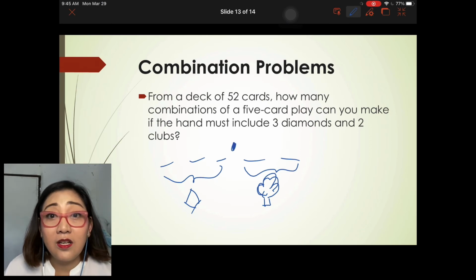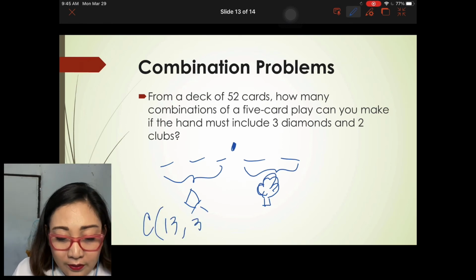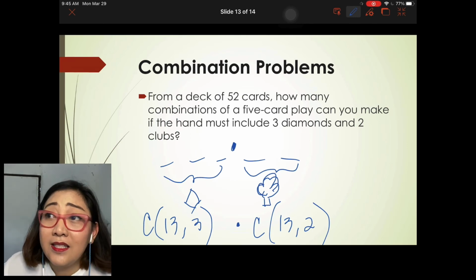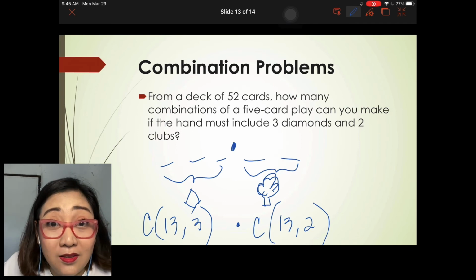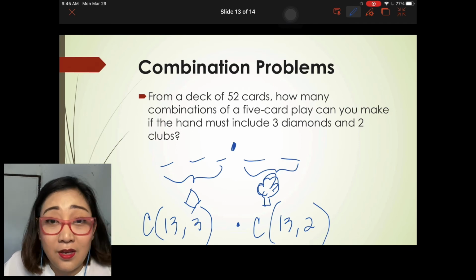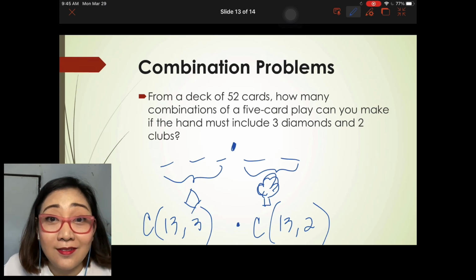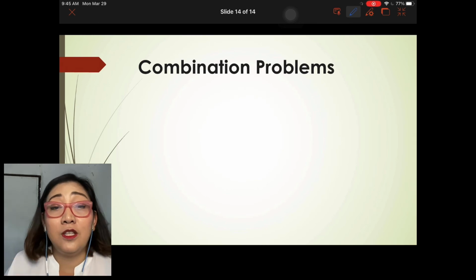Okay? So here, it's a 2-step thing. You have to find first the combination of 13 taken 3 at a time, and then the combination of 13 taken 2 at a time. So, ma'am, where did the 13 come from? Because there are 13 diamond cards. Okay? This one is specific. The 3 must be diamonds, so we only take from the diamonds. Right? So, you have 13 diamonds taken 3 at a time. And then you also have 13 clubs taken 2 at a time. Because there are 2 slots for that. Okay? And then, we're going to take each of those and then we're going to multiply them after, because that is according to our fundamental counting principle.